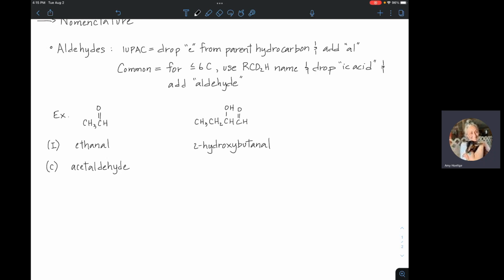With common nomenclature, that would have been butyric acid with a hydroxy group on the alpha carbon. So we say we have alpha-hydroxy. And instead of butyric acid, we drop the ic acid and add aldehyde, so this becomes butyraldehyde.